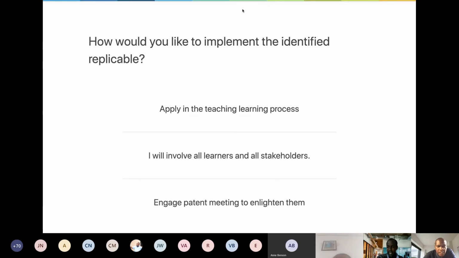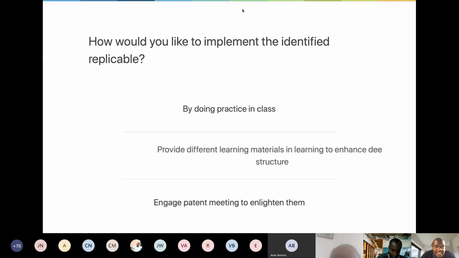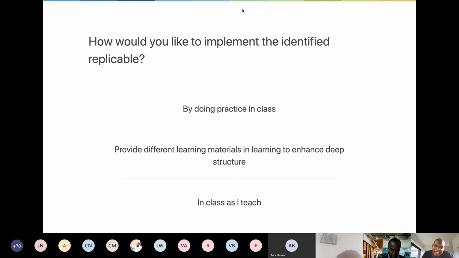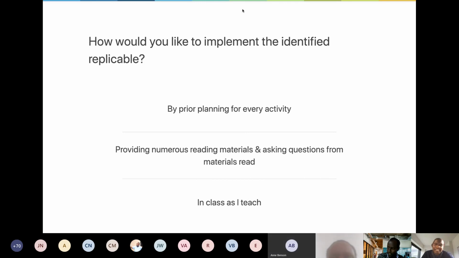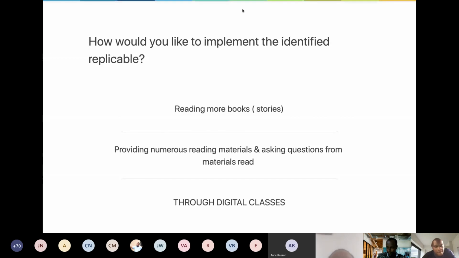Excellent. Yeah, we'll do it. So they do it, we do it. You need to be specific such that if I take your direction, I'll go and replicate what you have said. So for example, provide different learning material in learning to enhance deep structures. That means that I can do that because you are guiding what can be done. So here you need to be specific.